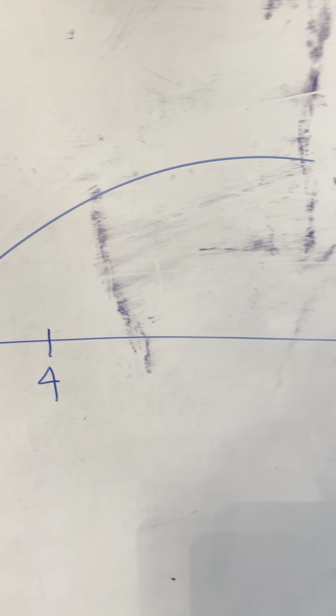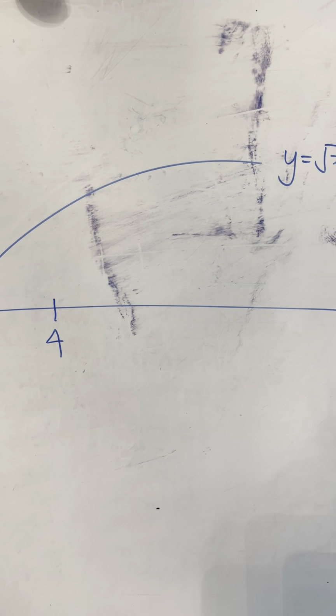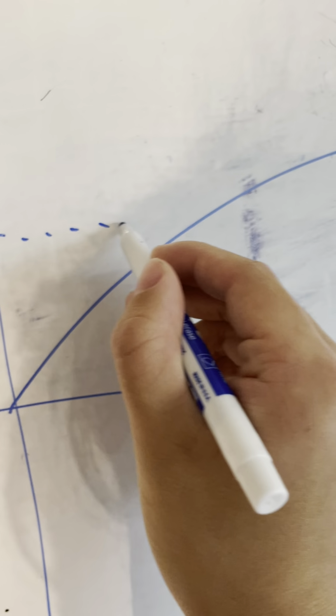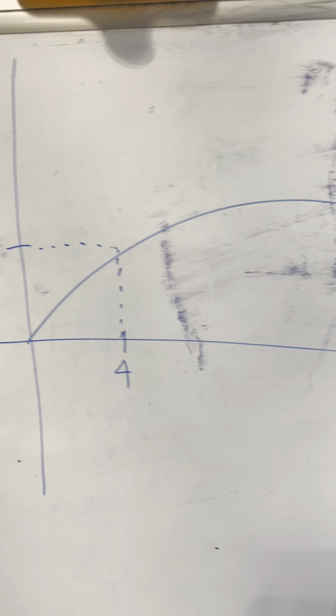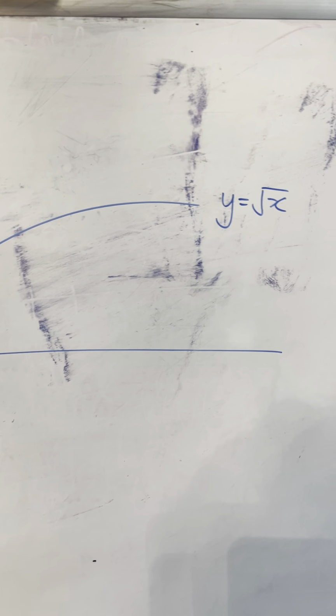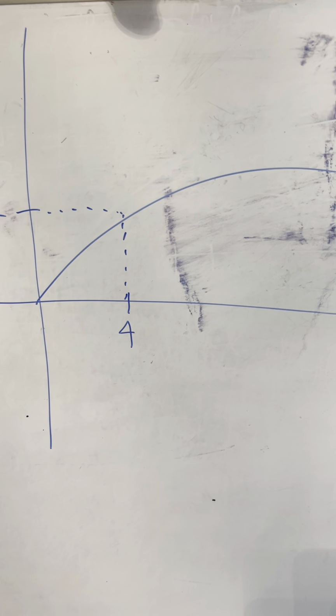What is y going to be? We know that y is equal to the square root of x, so the square root of 4 is 2. If I were to ask you what the y value is when x is 9, you would tell me that's 3, and we would be done.